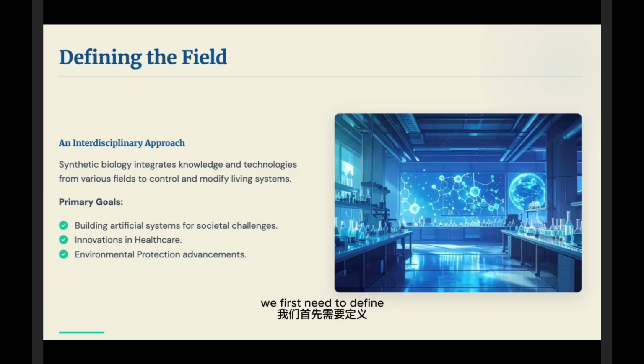To understand where we are going, we first need to define what synthetic biology actually is. It is a highly interdisciplinary field that integrates knowledge and technologies from various fields to control and modify living systems. Our ultimate goal here is to build artificial systems that can directly address the many complex challenges facing human society, specifically by driving new possibilities and innovations in healthcare and environmental protection.